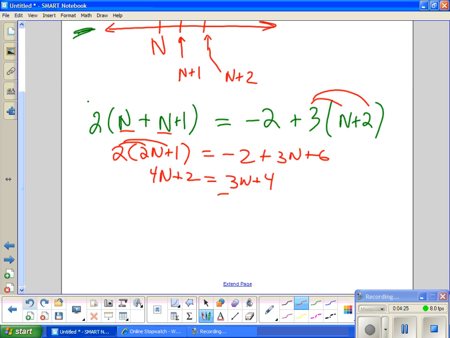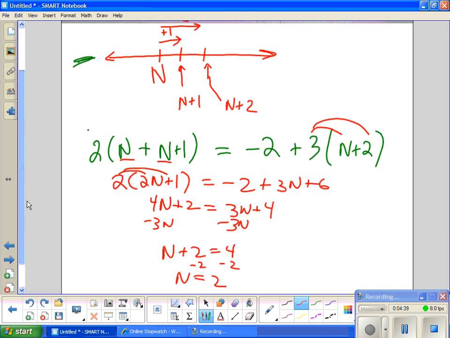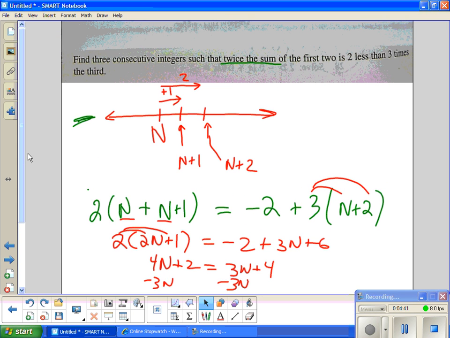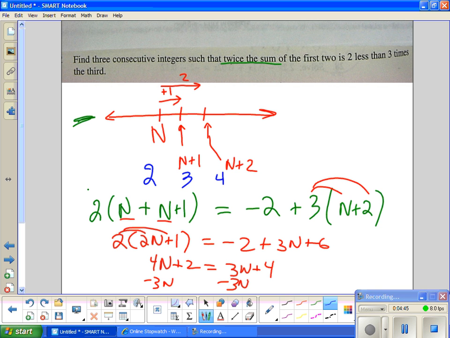Get the variables on one side, minus 3n, minus 3n. N plus 2 equals 4. So I get n equals 2. Is that my answer? It's 2, 3, and 4. Boom. And that's for 3 consecutive integers. So I have to remember, I got to go back to the top of the board. My first integer is 2, my next integer is 3, my third integer is 4, and that equals 9.